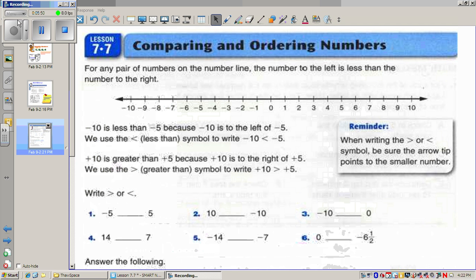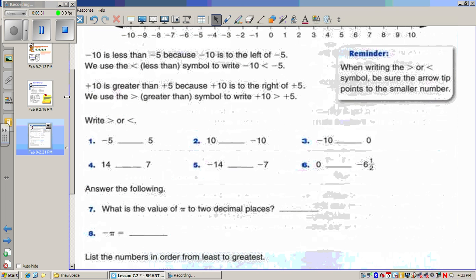Negative 10 is less than negative 5 because negative 10 is to the left of negative 5, okay? So that seems weird, but it really is correct, because of how the number line is set up and how the numbers work. So we're going to work on that. Just be thinking about it in your mind, to the left of, because I think that will help you a little bit too. So negative 5 is less than 5 because negative is kind of like I always said, in the hole, and when you have something in the hole it's less than.